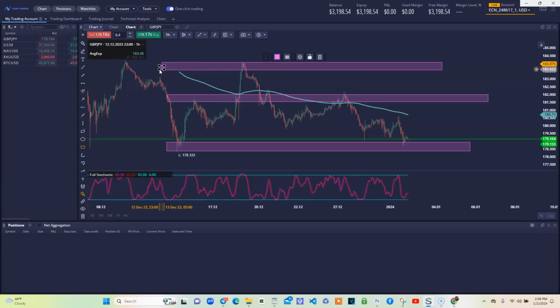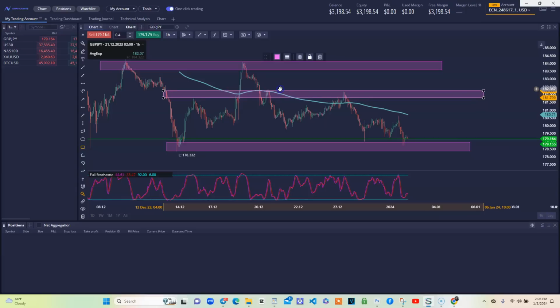It don't matter how ugly the chart looks. As long as you make profit, that's the only thing that matters. You feel me? So I'll mark up these major zones. Move that up just a little bit. And I can tell you why I mark each one.